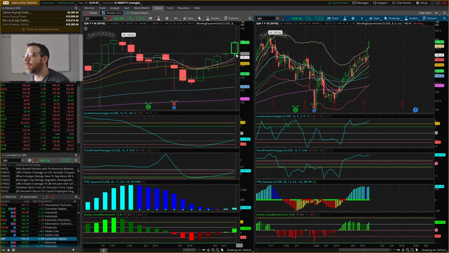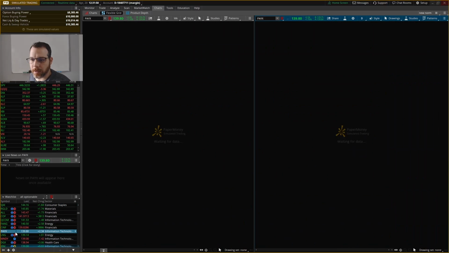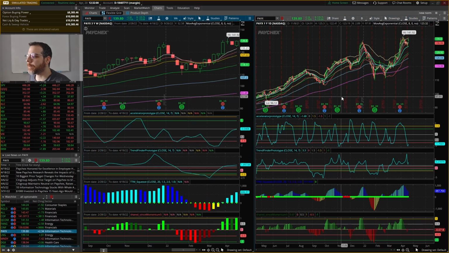140 is a little too high for me. So I like the setup, I don't like the prices. Sadly, we're going to have to move on, and then hopefully we get an opportunity later.